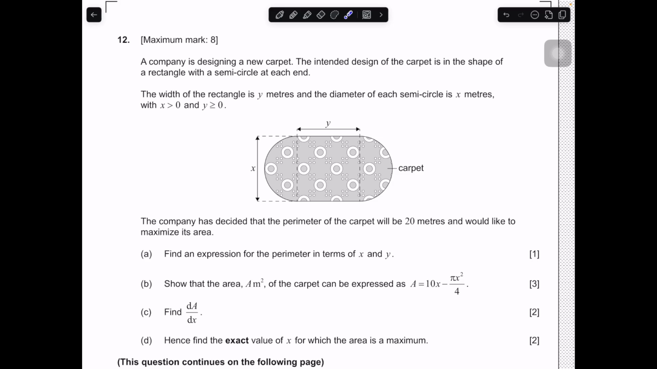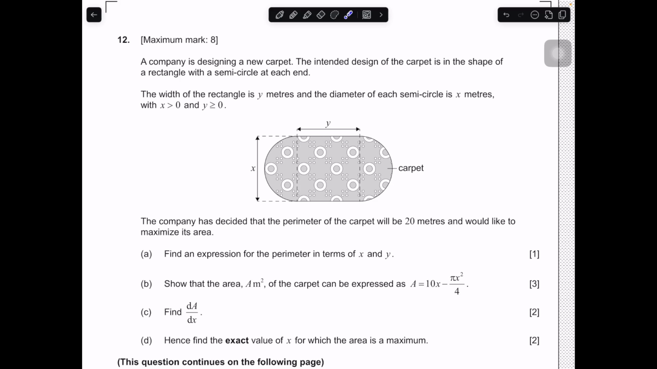All right, here we are. 8-mark question. A company is designing a new carpet. The intended design of the carpet is in the shape of a rectangle with a semicircle at each end. So there's this rectangle here, and then there's a semicircle, a half circle here, a half circle here. The width of the rectangle is y meters, and the diameter of each semicircle is x meters right here. x is greater than or equal to 0, so it's got to have some diameter, and y is greater than or equal to 0, which means that this y could potentially disappear.